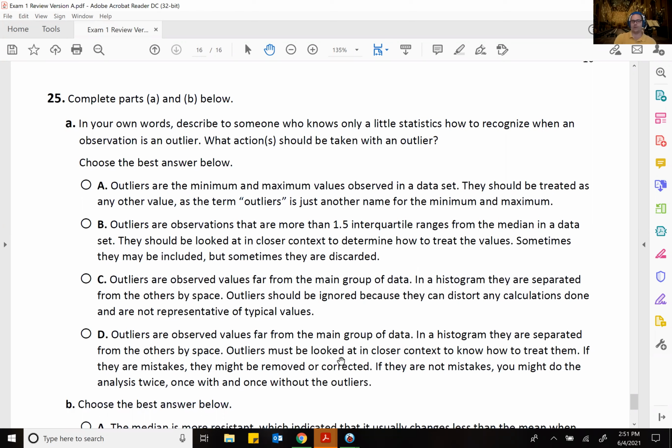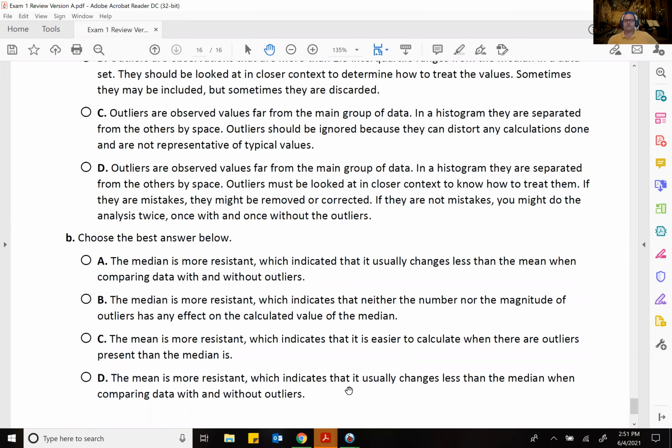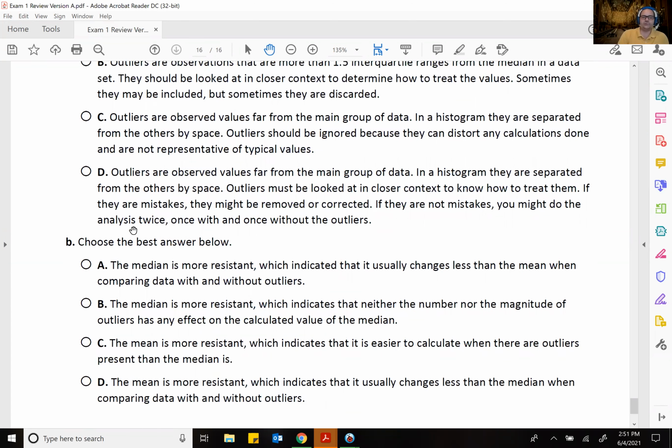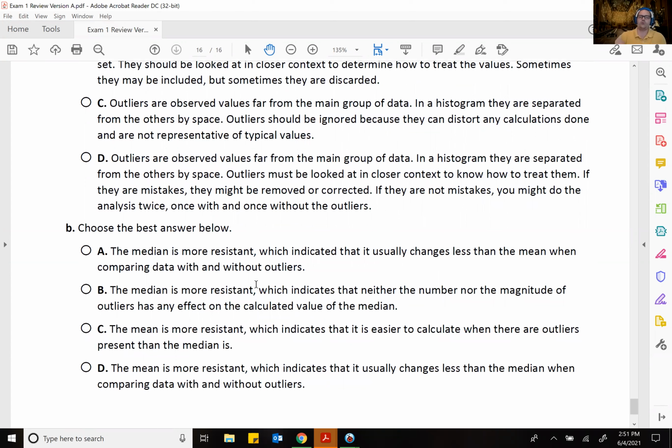And the fact that we want to look at them, they could be mistakes, or it may allow us to look at our data in two different ways. That's all very simple. I don't have to know much about statistics to understand what was just told to me. All right, the last one. So part B says choose the best answer below. It wants to know about resistant. Who is resistant when it comes to median and mean?